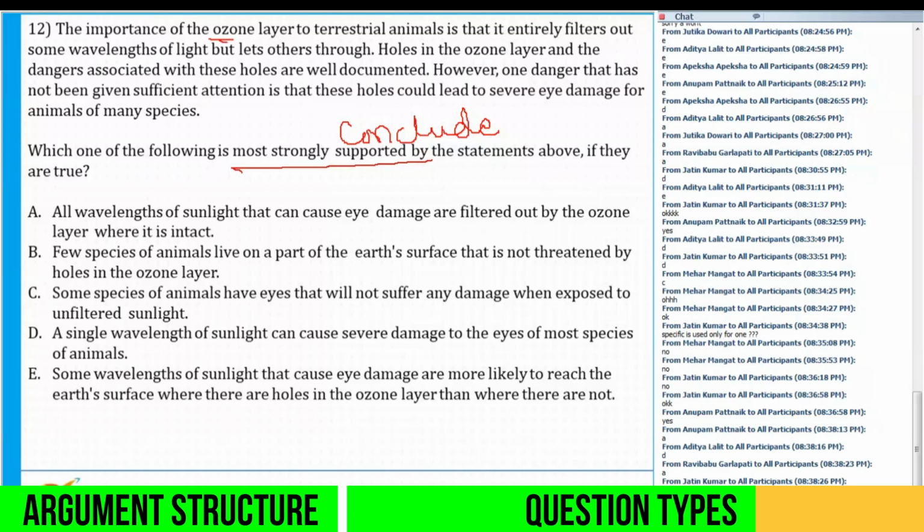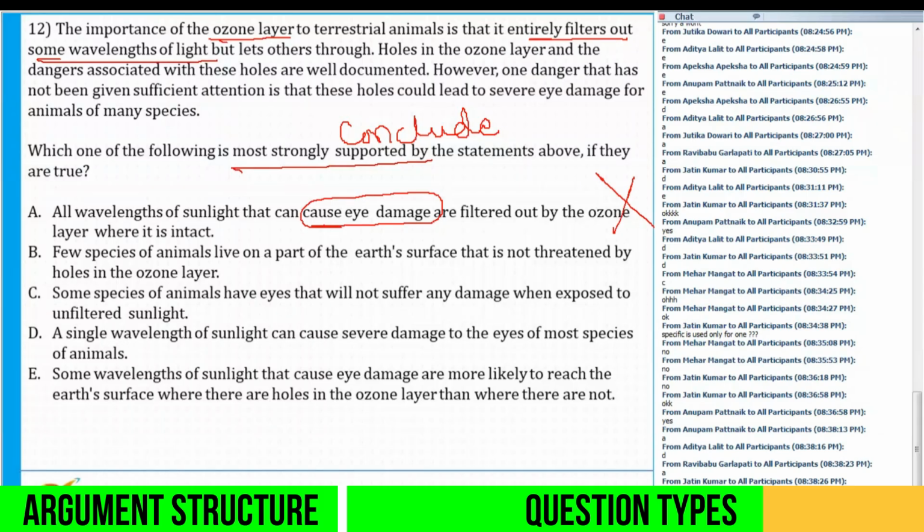We know that the ozone layer entirely filters out some wavelengths of light. Whether these wavelengths of light are the ones that cause eye damage, we cannot say anything. Number A is not right. It is possible that the ozone layer lets through some of these wavelengths that cause eye damage. Please understand, you can't say with certainty. Number A will not work. Jatin and Aditya, you marked A. Please understand why A is wrong. Anupam and Ravi, you marked A. Aditya and Jatin, you marked D.